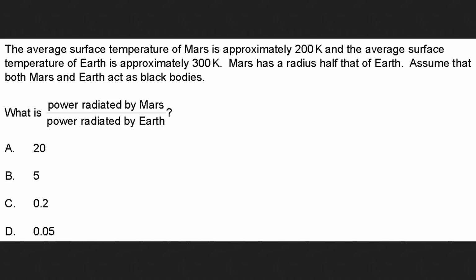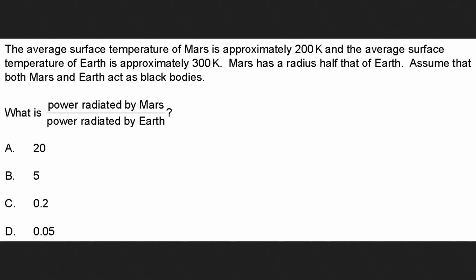The average surface temperature of Mars is approximately 20 Kelvin, and the average surface temperature of Earth is approximately 300 Kelvin. Mars has a radius half that of Earth. Assume that both Mars and Earth act as black bodies. What is the power radiated by Mars over the power radiated by Earth?